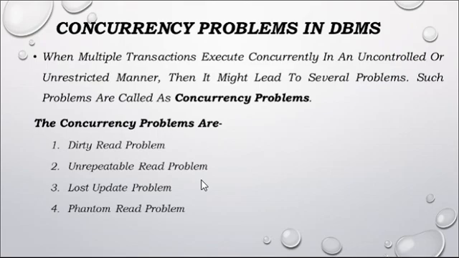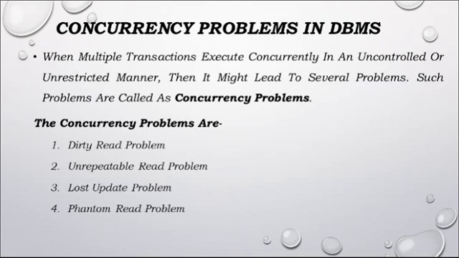When multiple transactions execute concurrently in an uncontrolled or unrestricted manner, meaning there are no rules for transactions to be executed, it might lead to several problems, called concurrency problems. Here are four problems of concurrency. First is the dirty read problem, second is the unrepeatable read problem, third is the lost update problem, and fourth is the phantom read problem.